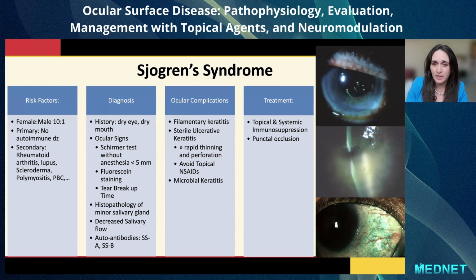And then you can have ocular complications like filamentary keratitis, which you can see in this photo above. You can have sterile ulcerative keratitis, which can cause thinning and perforation. You want to remember to avoid topical NSAIDs in these patients. It's really important to think about, especially after cataract surgery, where NSAIDs are often used. You also want to remember that these patients are at increased risk of microbial keratitis. Treatment for Sjogren's includes topical and systemic immunosuppression, punctal occlusion, and increased lubrication on the surface of the eye.